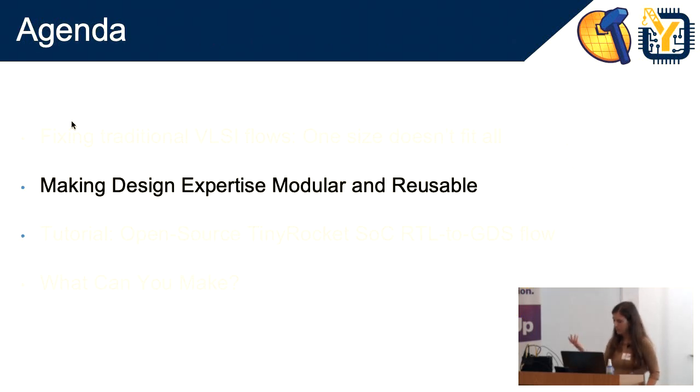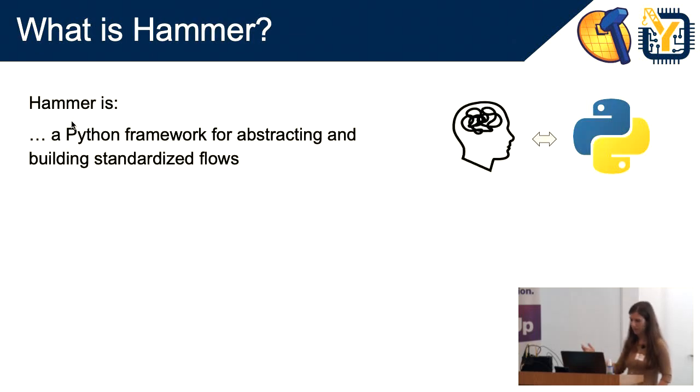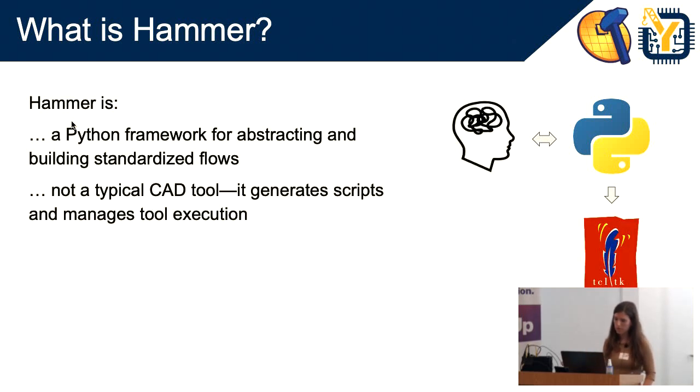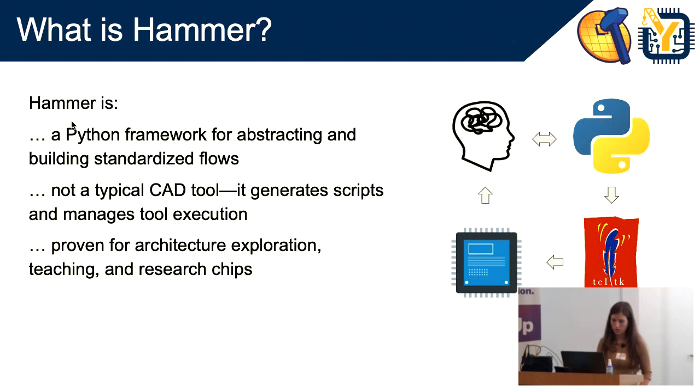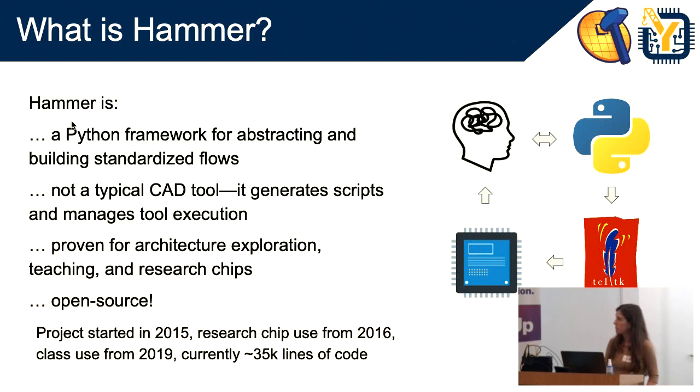So what is Hammer? How did we end up doing that? Essentially, it's just a Python framework for abstracting and building standardized flows. It's a bunch of Python that takes in some constraints, writes out scripts to a particular CAD tool, and then manages the tool execution and maybe does some processing after the tool runs. We've used it anywhere from architectural exploration to teaching to more complicated research chips. And it's fully open source.